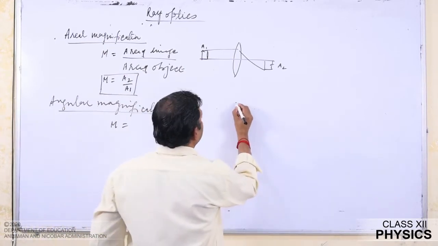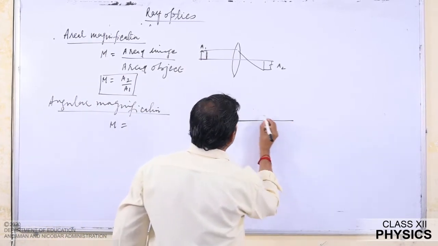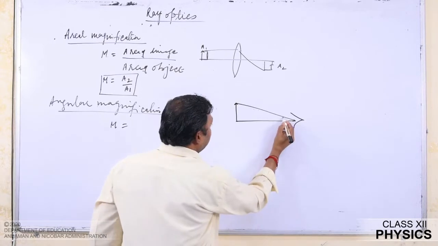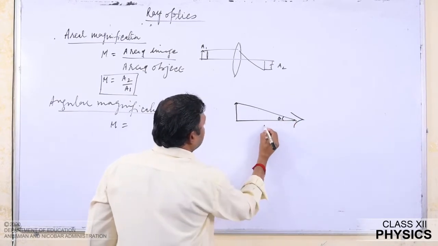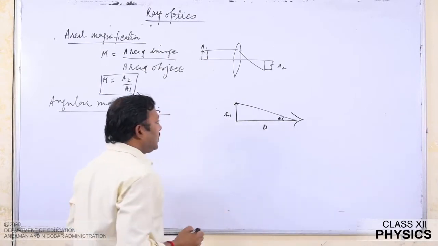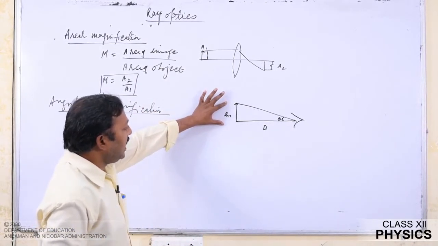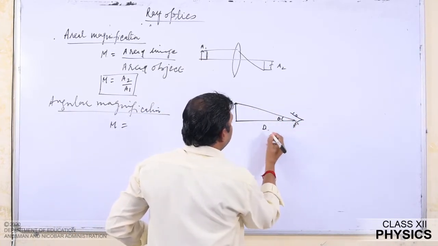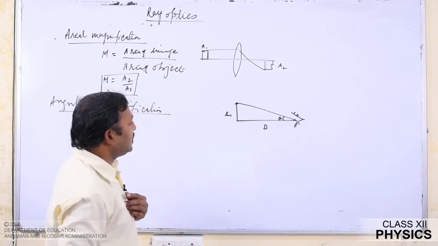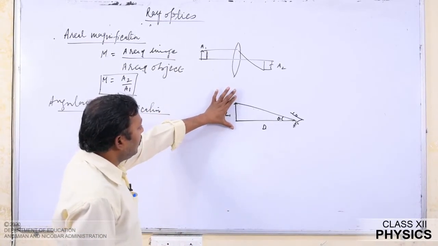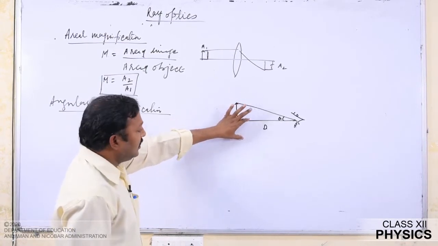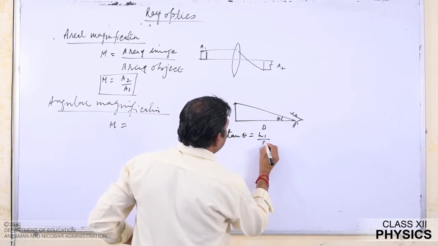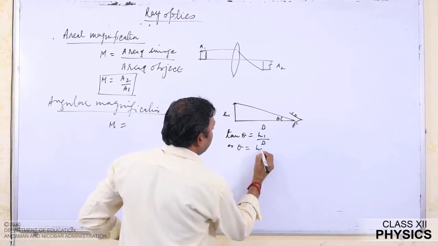Say for example, if an object is there here, let us suppose that this object makes an angle of theta at the eye at the distance of distinct vision. Let us suppose that the height of this object is h1, which makes angle theta at the eye at a distance of d, the distance of distinct vision. Then here we have not used any type of optical devices, therefore tan theta can be written as tan theta is equal to h1 by d, or theta is equal to h1 by d.